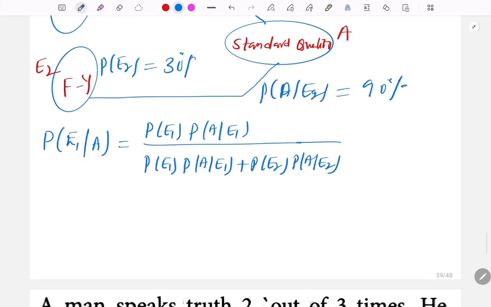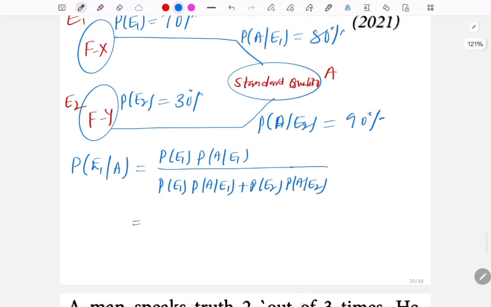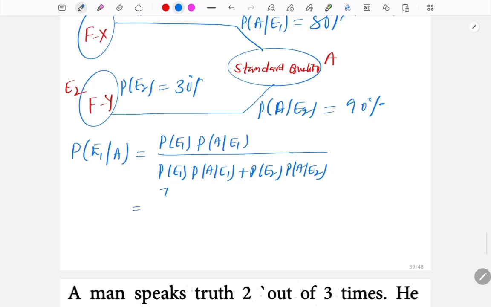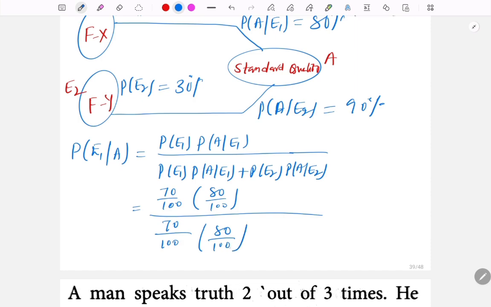Now substitute those values and tell me. P of E1 answer 70%. What does 70 mean? 70 by 100. And P of A by E1 is 80%. It means 80 by 100, divided by 70 by 100 into 80 by 100. Next one P of E2. What is P of E2 answer? 30%. It means 30 by 100 into P of A by E2, 90%, which means 90 by 100.